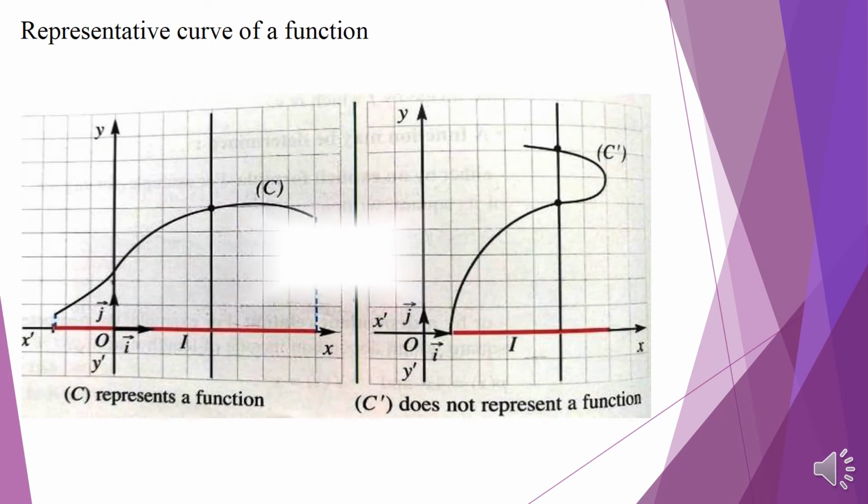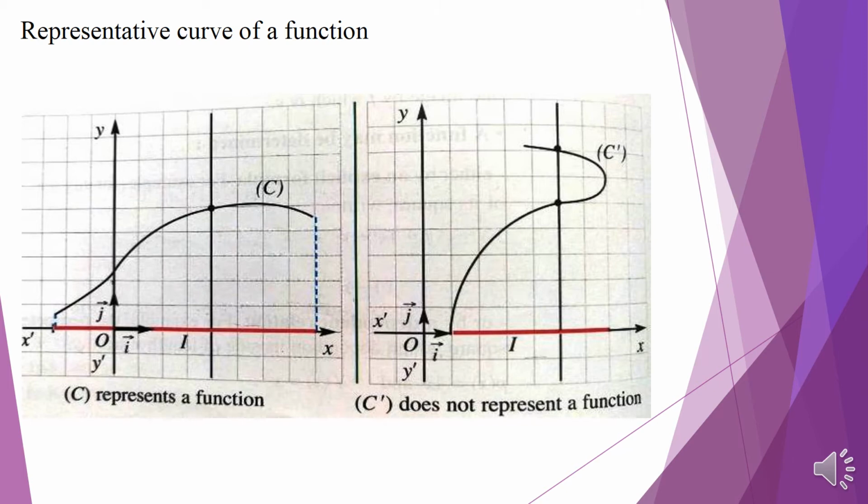Representative curve of a function. يعني إمتى بنشوف الكيرف هو function وإمتى بنشوفه not function. In the first curve C، مثل ما شايفين، هذا الكيرف is a function. ليه؟ لأنه whatever you draw vertical line it cuts the curve C only in one point. يعني كيف ما نرسم خط بشكل عمودي ما راح يقطع السي أكثر من نقطة، يقطع بس بنقطة واحدة. So C represents a function.